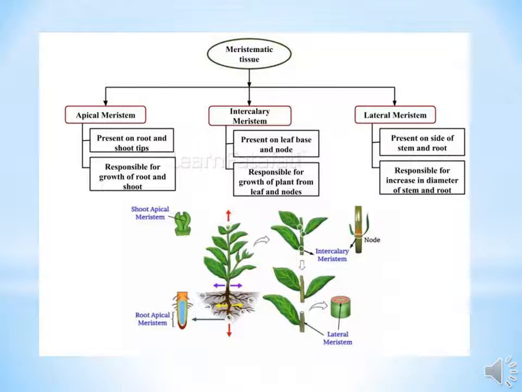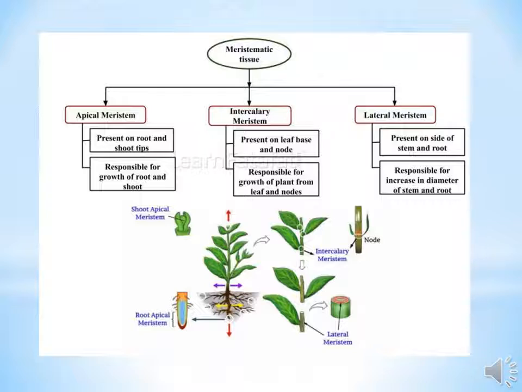So far, we have discussed the characteristics of meristematic tissue. Now, we will discuss the types of meristematic tissue. There are basically three types of meristems based on the position in which they are located, right. So, the first type is apical meristem, which is present on the apex part, that is the tips. It is present on the root and shoot tips, and it is basically responsible for growth of root and shoot.